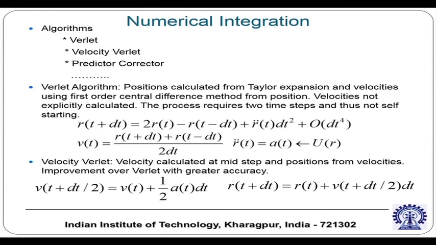There is a plus minus sign problem here, I think. It is basically the difference, r(t+Δt) minus r(t-Δt), not plus, divided by 2Δt. So it is just like a finite difference calculation. Then velocity Verlet, where the velocity is calculated at mid step and positions for velocities are improvements over the Verlet with greater accuracy. This is just like the leapfrog type of algorithm that I have discussed earlier.